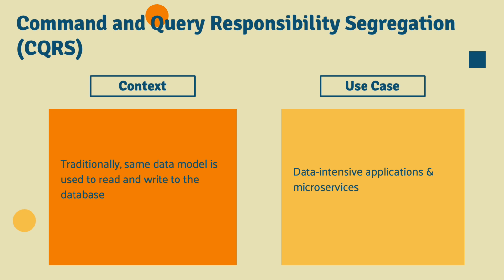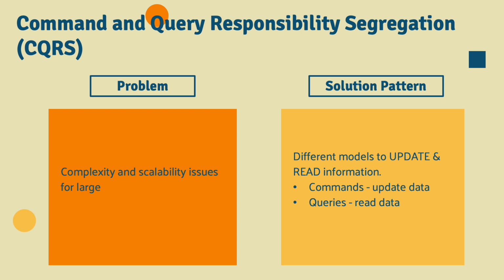Command and query responsibility segregation, or CQRS. In traditional architectures, the same data model is used to query and update a database. That's simple and works well for basic operations, but what about those which are more complex? These are mostly used in data-intensive applications and microservices. However, this approach can become unwieldy in more complex applications. Read and write workloads are often asymmetrical with very different performance and scale requirements.